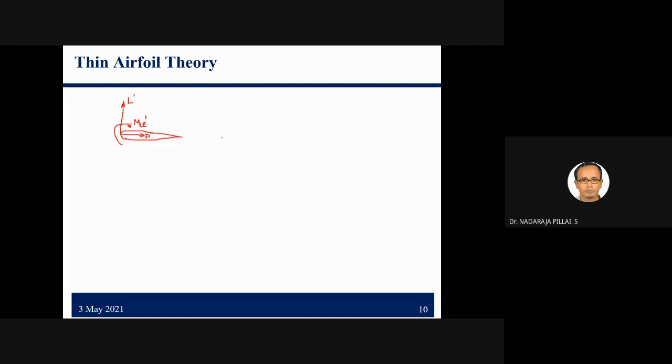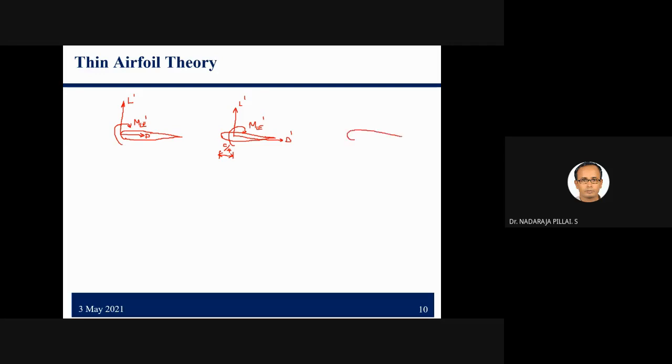So there is a second case, and I take it here, say L dash, D dash, and I take the moment here, moment about the leading edge. So this location, I consider as c by 4, that is the quarter chord point.